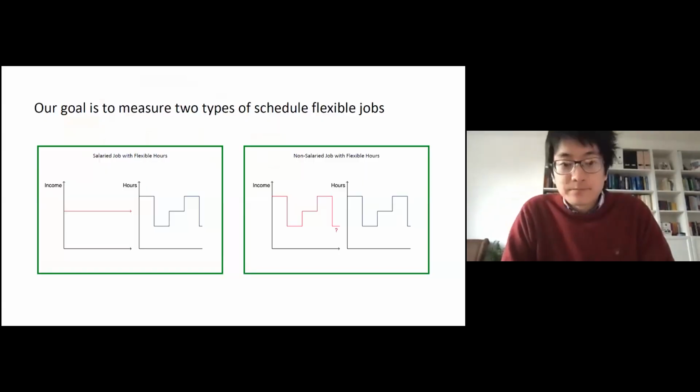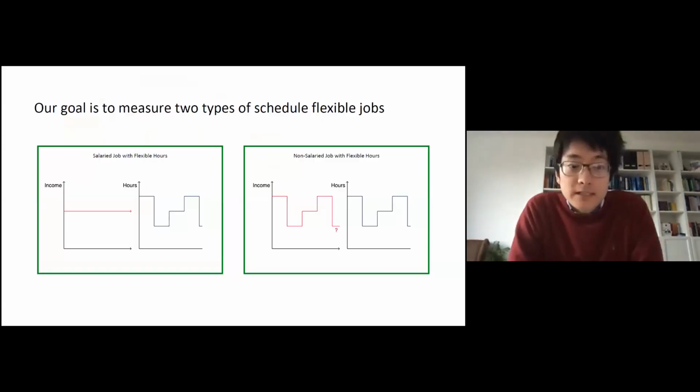Next slide, please. So we distinguish between two types of schedule flexible jobs. The first type is the good type of schedule flexibility, where you know ex ante, before the month starts, how much income you will have, and where you then choose to work the hours necessary to perform the job. You can think of a professor as having this type of good schedule flexible job, and we call this a salaried schedule flexible job. The low quality type is a non-salaried schedule flexible job, where you do not know ex ante, before the end of the month, what your earnings will be for performing this job. So both your income and your hours are unknown to you prior to the month. Next slide, please.